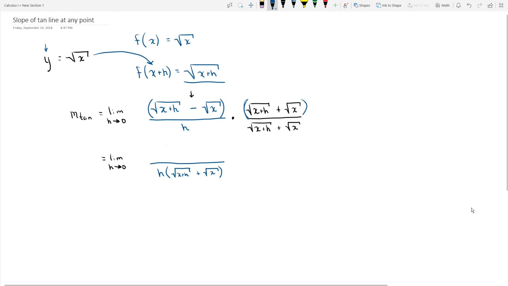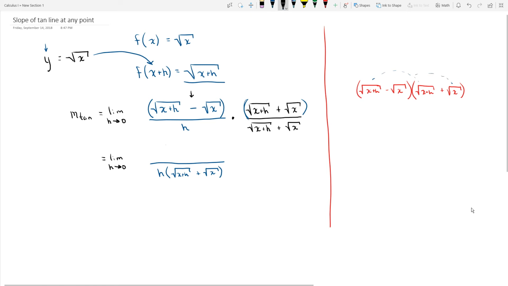And in foiling a difference, we will find that first, and I'll do this on the side so that you can see this, but this is just basic algebra. We're going to take the square root of x plus h minus the square root of x, multiplied by the square root of x plus h plus the square root of x. And we're going to FOIL this.